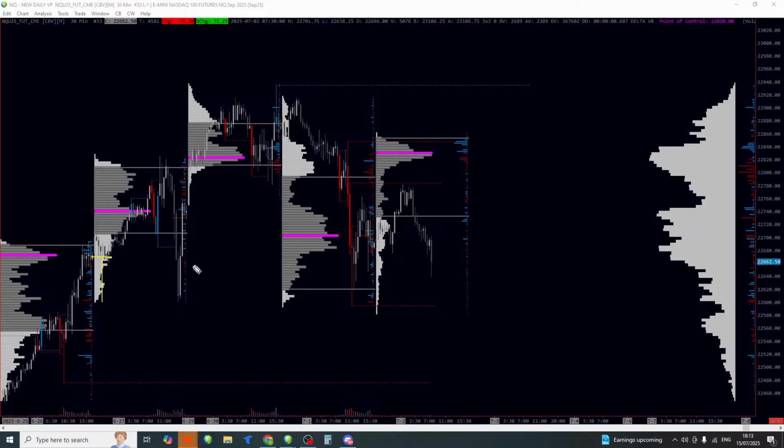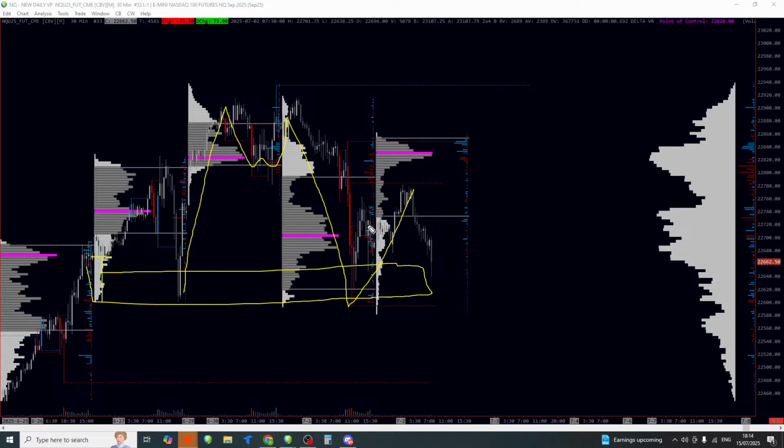So when you see areas of thin volume where we had a sharp price rejection, you know that the next time we come back, what is likely to happen? We're likely to get a correction. And what happened? This area of low volume held as support when price came back down and we came up.